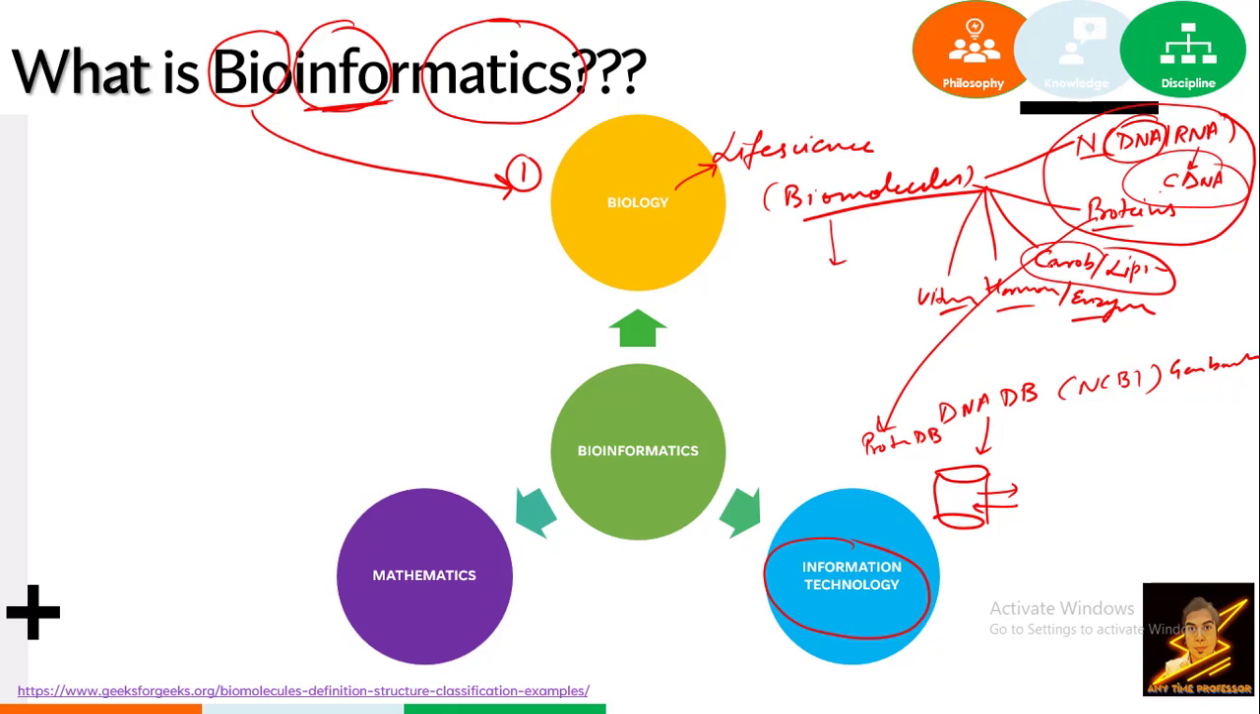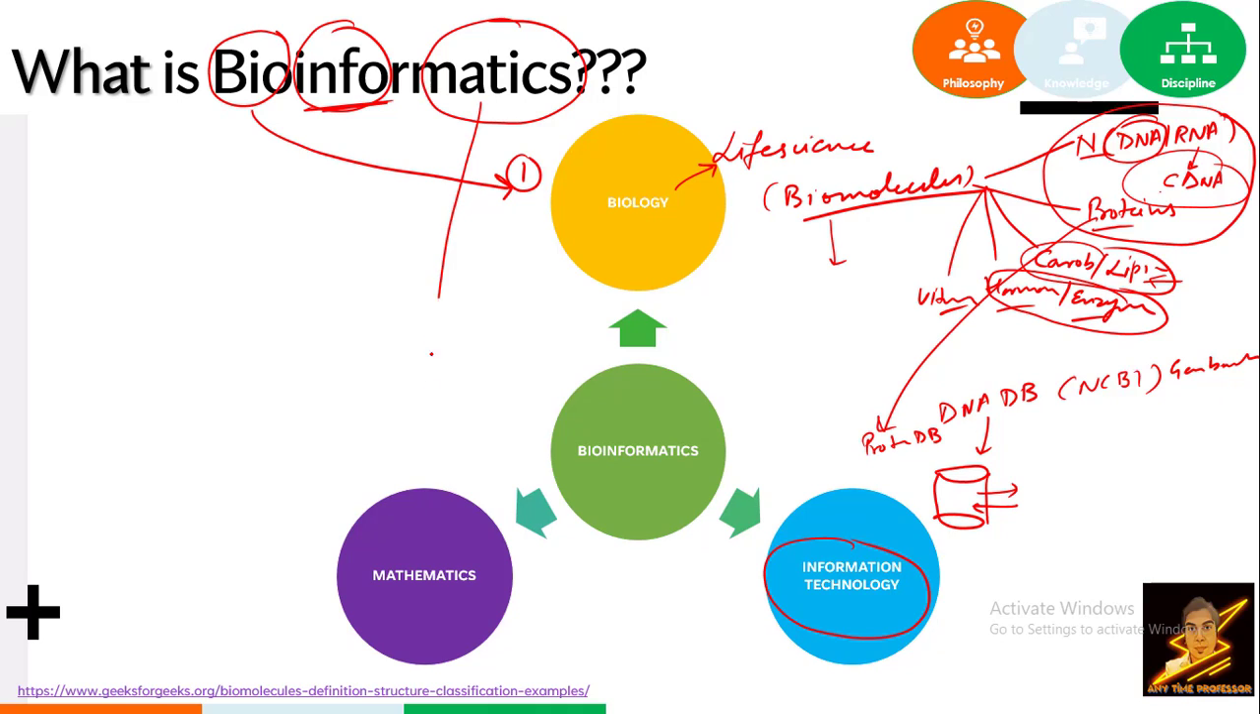So you can say, sir, can we create a database for carbohydrates and lipids? Yes, we can create that. Or we can create a database for enzymes. Yes, we can create that. So for any kind of data, we can create a database. So how can we create the database? By the use of information technology.